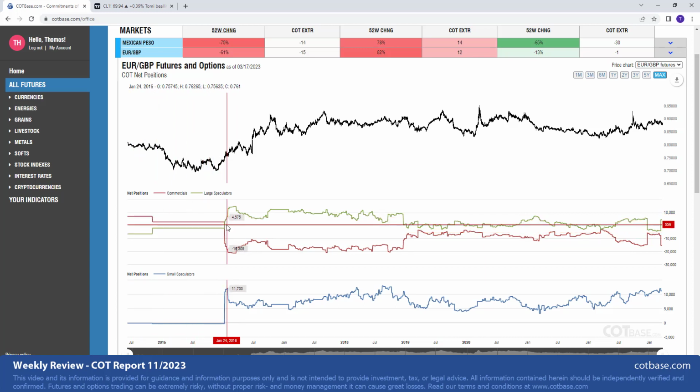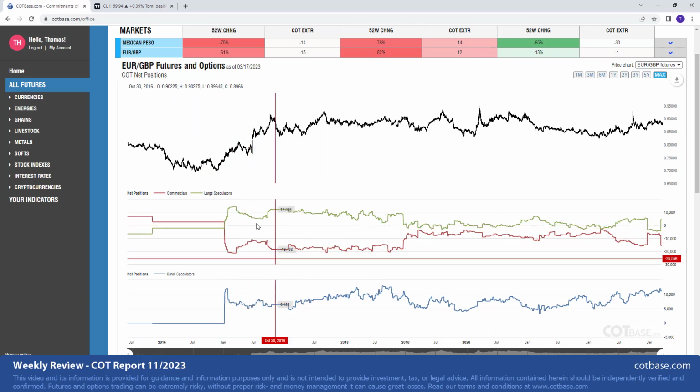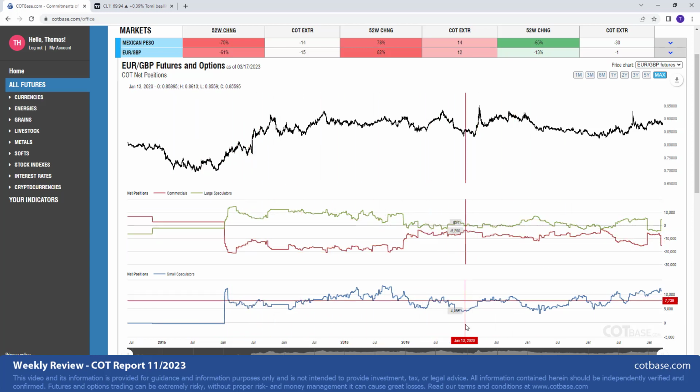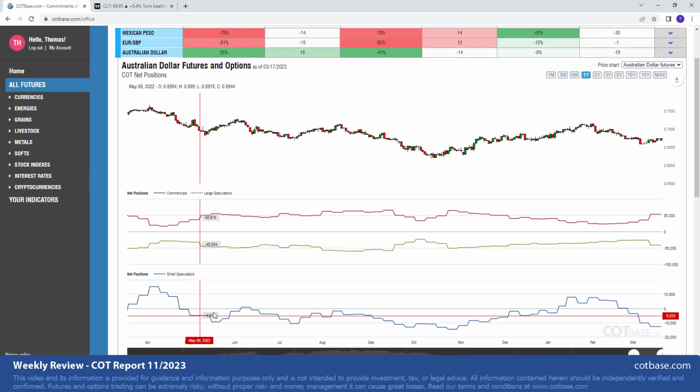So it really started doing something after 2016. So really not a huge history in the COT reports over there. But if you want to analyze the Euro and the British Pound currencies separately, that may actually be a good idea to do if you're someone trading this market. So let's move on to the Australian dollar.